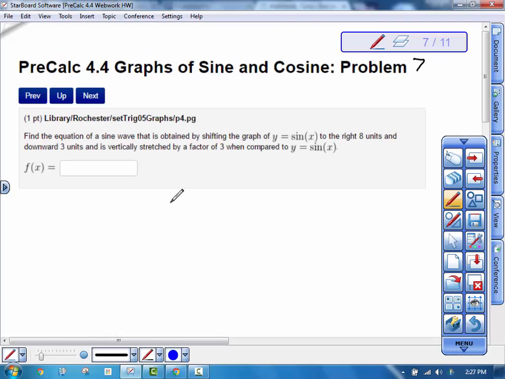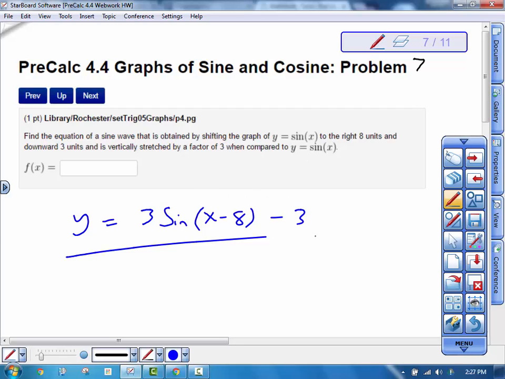Next problem wants us to take the regular sine function and shift it to the right 8 units. If we did that, we'd subtract 8 from x. 3 units downward, we subtract 3 outside. And vertically stretch, that's multiplying by 3 right here. And on our formula sheet, I know that's dividing y by 3, but technically it's the same thing if you move it over here. So that would be vertically stretched. That would satisfy all the conditions that they gave us. That would be our sine function. And they use f of x for this.